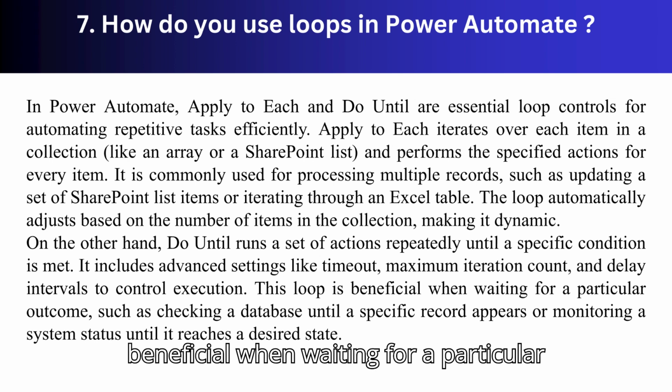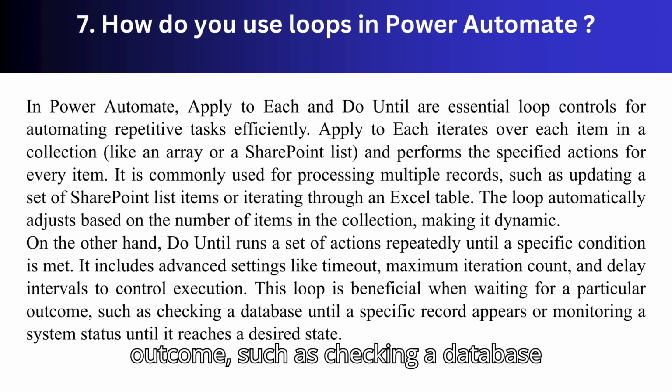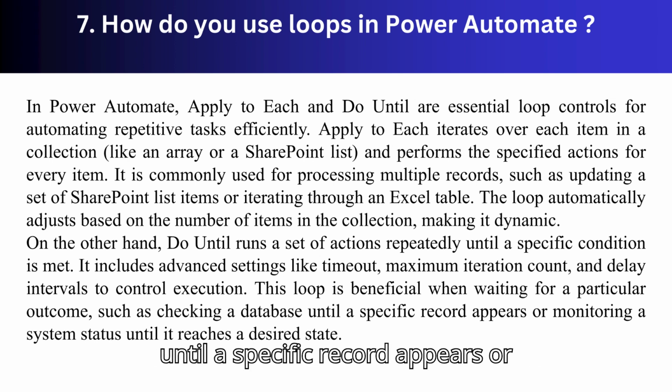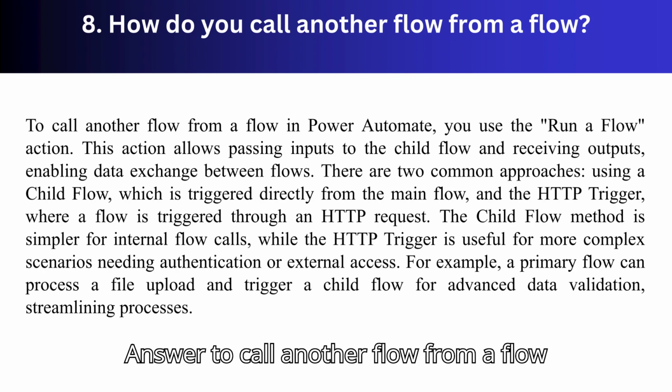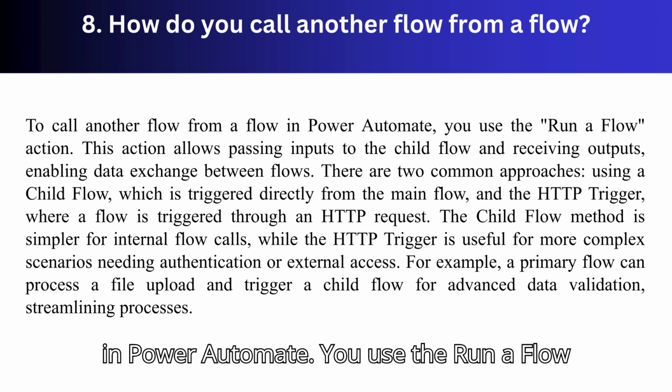This loop is beneficial when waiting for a particular outcome, such as checking a database until a specific record appears or monitoring a system status until it reaches a desired state. Question 8. How do you call another flow from a flow? Answer: To call another flow from a flow in Power Automate, you use the runAFlow action.